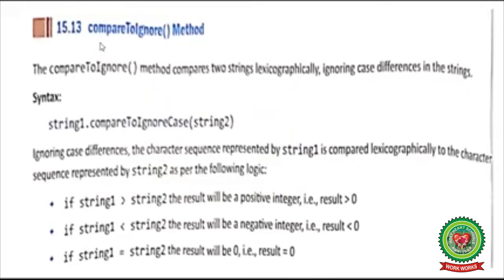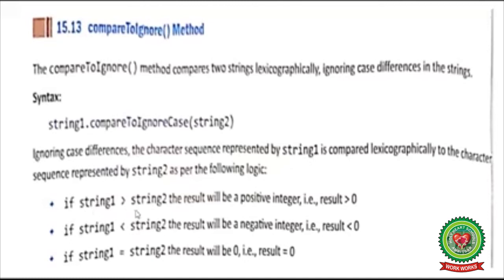Students, let's continue with our next method, the compareToIgnoreCase method. Please open your book at page 410. The compareToIgnoreCase method compares two strings lexicographically, ignoring case differences in the strings. Yes, what is the syntax? string1.compareToIgnoreCase(string2). Ignore case differences of the character sequence represented by string 1.